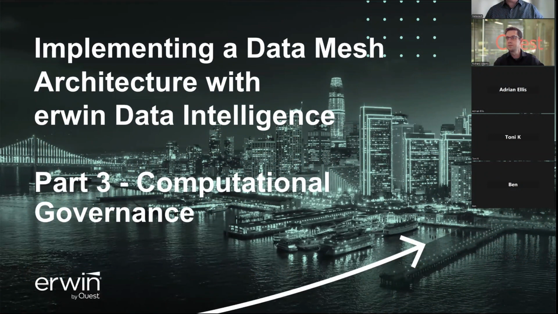Let's get moving. We are talking today about computational governance. This is the third part in a series of webinars about data mesh and the potential for Erwin Data Intelligence to support you in that endeavor. And so today we're going to talk about computational governance. I think I'm jumping ahead, covering future slides. So let's see where we end up here.